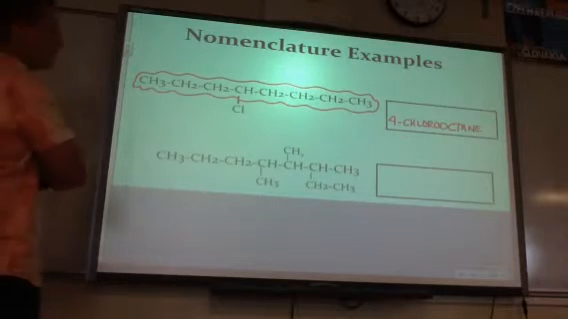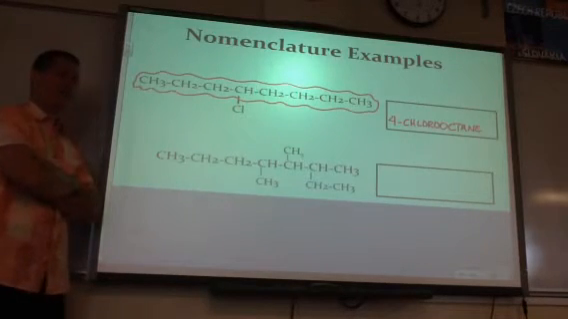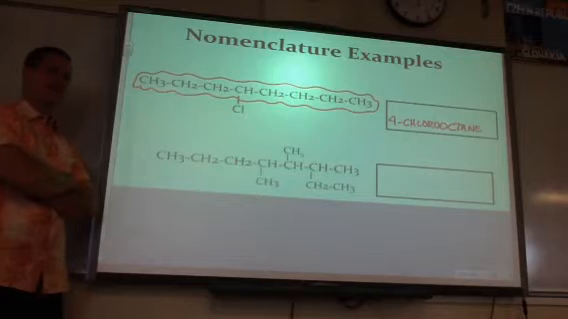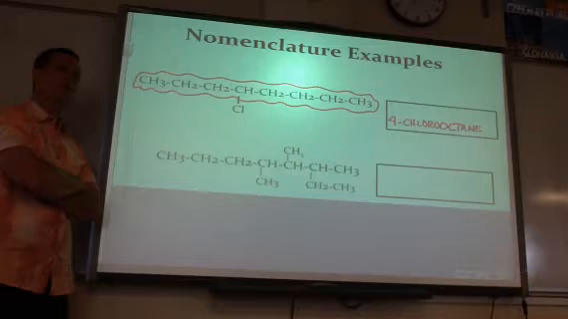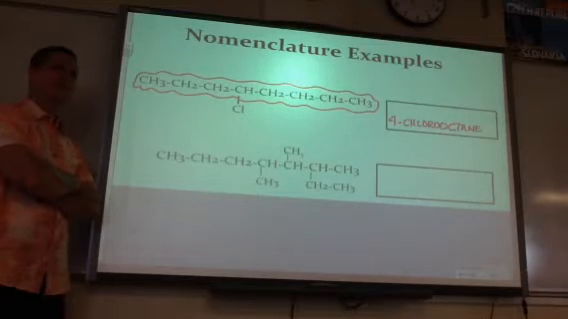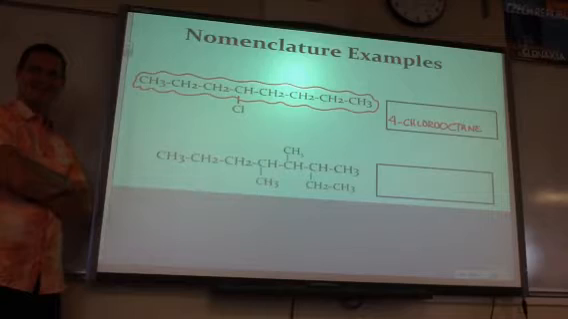What is the name of the parent in this compound? How many carbons in the parent? 7. The parent is the longest continuous chain of carbons. There are 8.